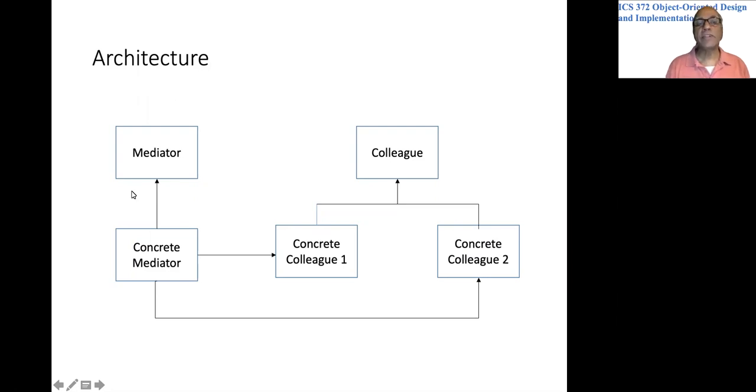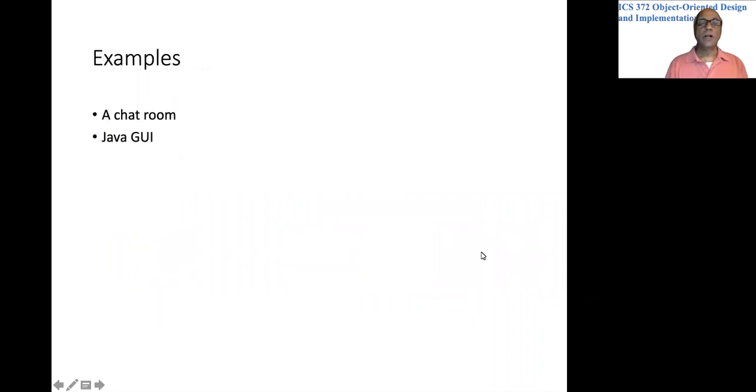The mediator is an interface. The colleague is an interface. So the colleague knows what the mediator can do. And there is an implementation of the mediator here, the concrete mediator, and they correspond with the individual colleagues. So this concrete mediator maintains a reference to every colleague object. As I said before, examples would be a chat room or a Java graphical user interface program.